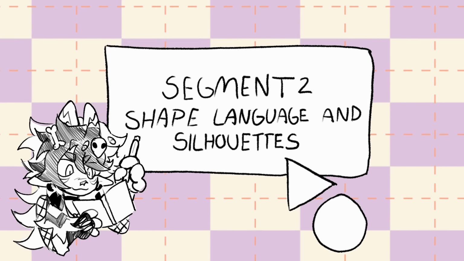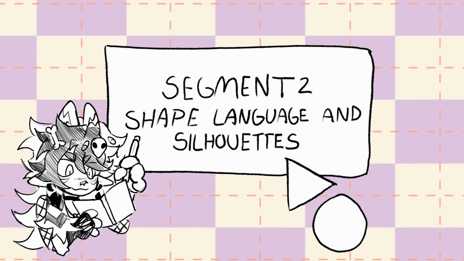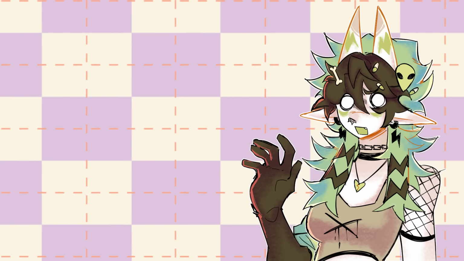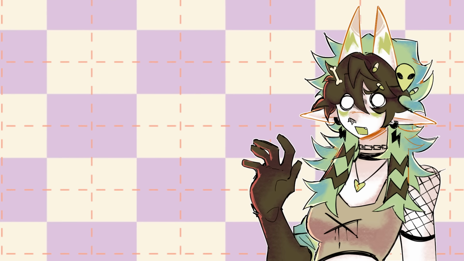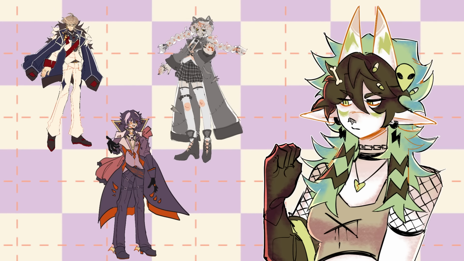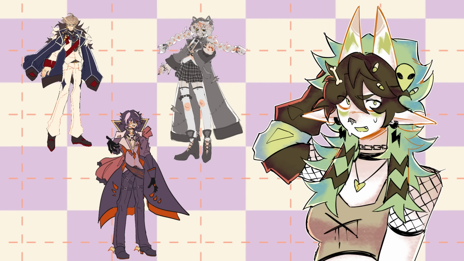Segment number 2. Shape language and silhouettes. For quite some time, I have ignored the recommendation of putting your characters in a black silhouette to see if they would be recognizable from one another. And knowing myself, I probably would have continued ignoring this recommendation from a lot of people, but soon enough, I started experimenting with it on my own characters to see if the recommendation was legit. And I can safely say 100% that it is a very helpful tip for people that want to make characters.